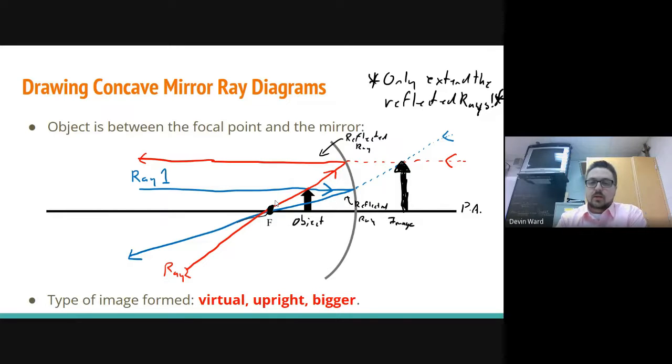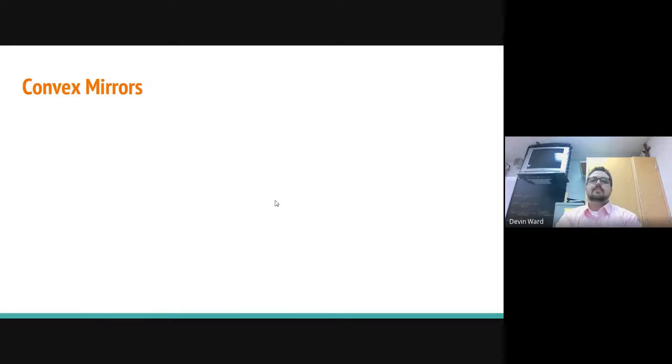Okay? So you're going to have a worksheet today to practice making ray diagrams, and it'll probably help with this, okay? So let's just move on quickly to convex mirrors.